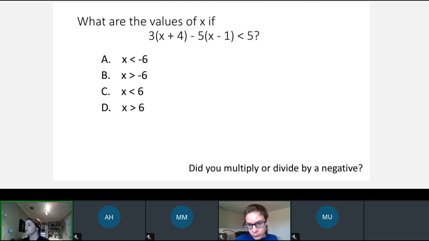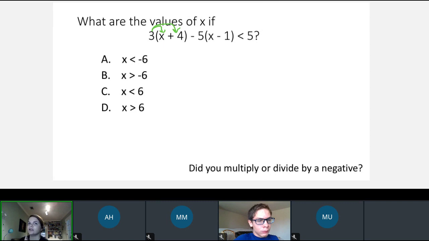All right. Let's try this one. So this one has 2 distribution steps that we must do at the beginning. So like 3 times x. And this 3 also has to go to the positive 4.